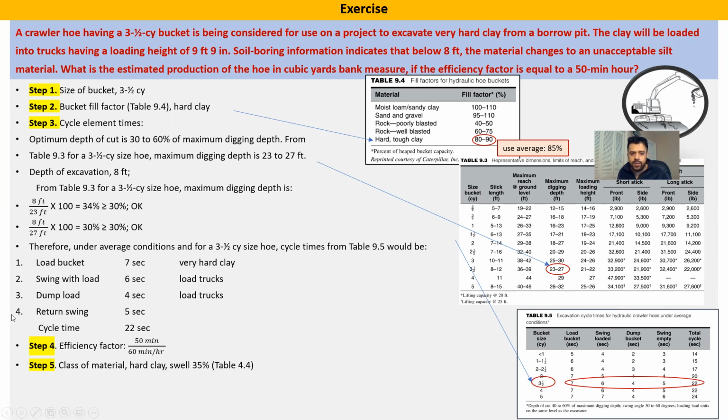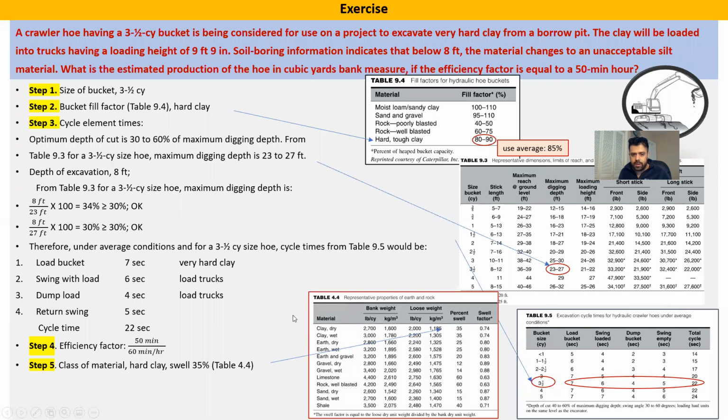The swell factor could be taken from the table in chapter 4, because you remember the chapter we talked about soil and the swell factor. For dry clay, the swell factor is 35%. It's actually pretty high. That's why you will be using 35. Now, what will be the production?